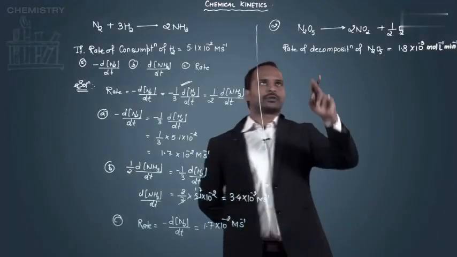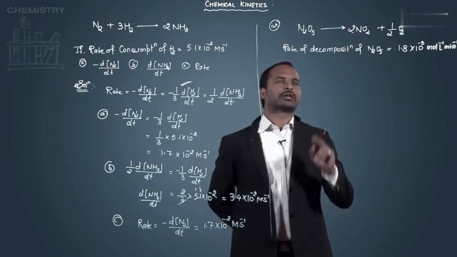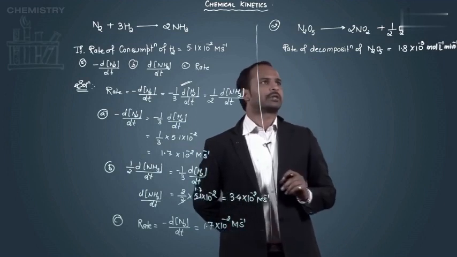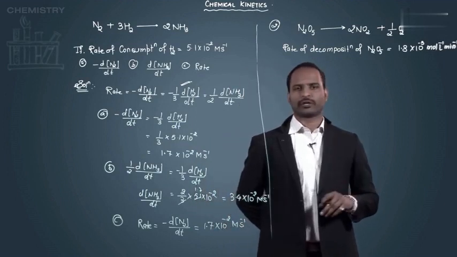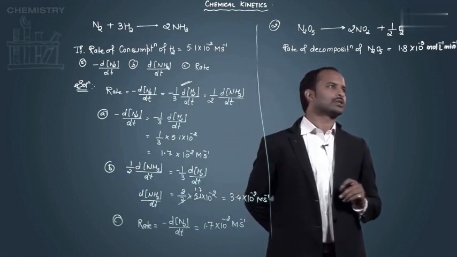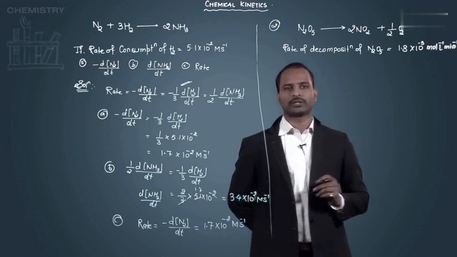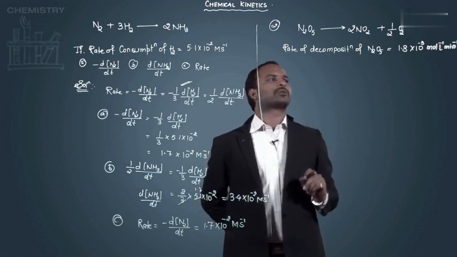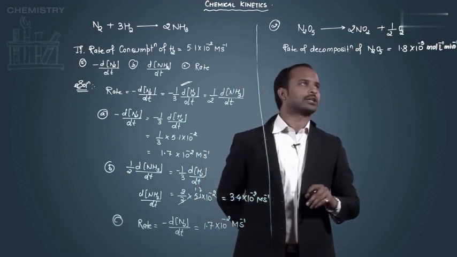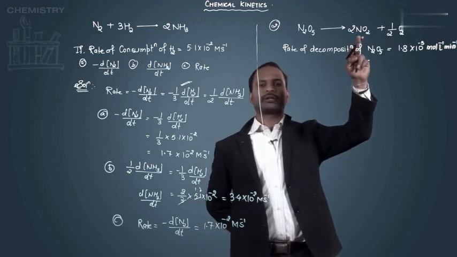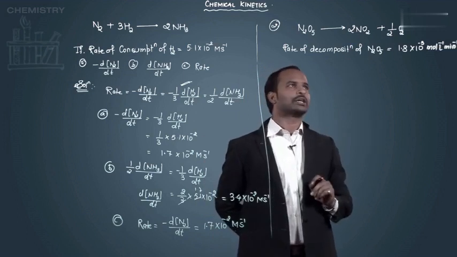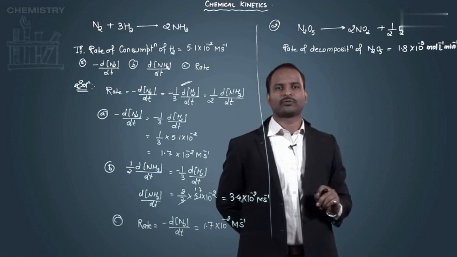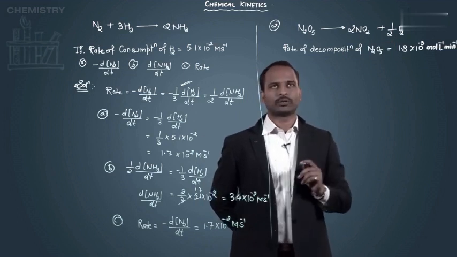There is another example, where N2O5 is decomposing to NO2 and O2. The given part is the rate of decomposition of N2O5, which is given as 1.8 into 10 raised to minus 3 mole per liter per minute. So here the time is in minutes. We have to calculate the rate of formation of NO2 and O2 for the same time interval. So we have to calculate dNO2 by dt, and the rate of formation of O2, that is dO2 by dt.